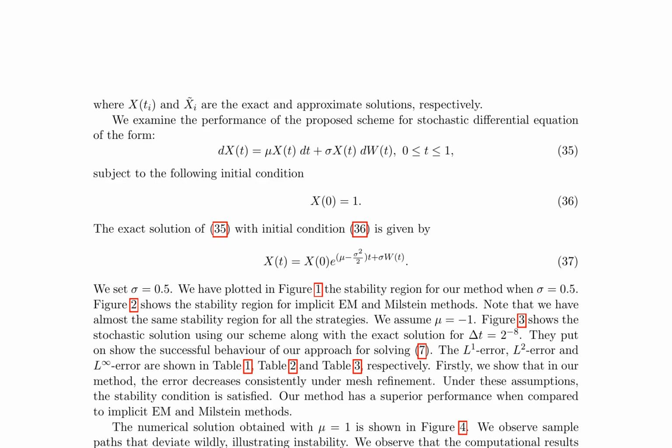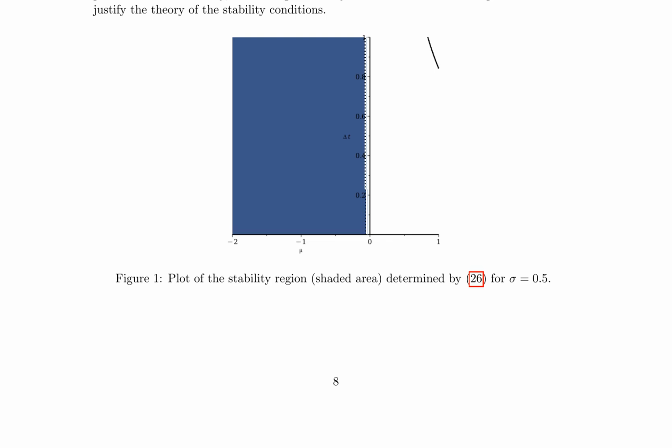Numerical results demonstrate the performance of their scheme for solving SDEs, with the authors examining the stability region of their method and comparing it to the implicit Euler-Maruyama and Milstein methods. The results show that the proposed scheme has a superior performance, with the error decreasing consistently under mesh refinement. Plots of the stability region, stochastic solutions, and error tables illustrate the successful behavior of their approach, justifying the theory of the stability conditions.